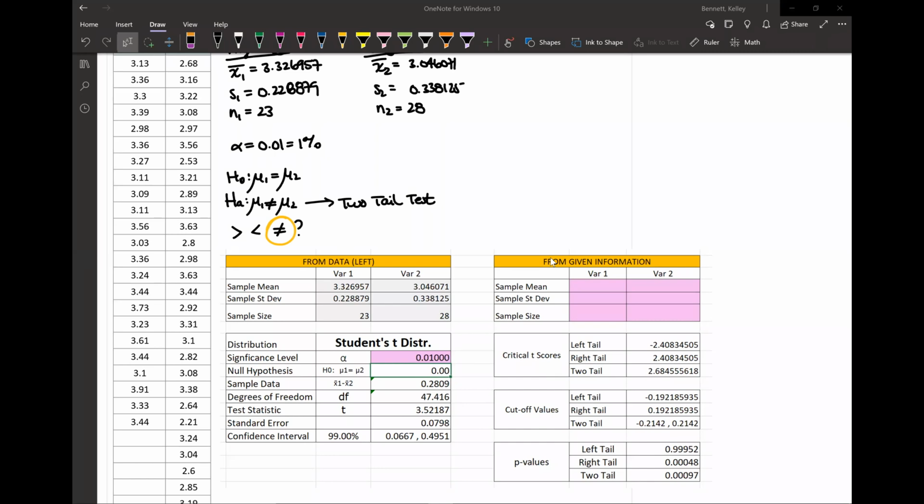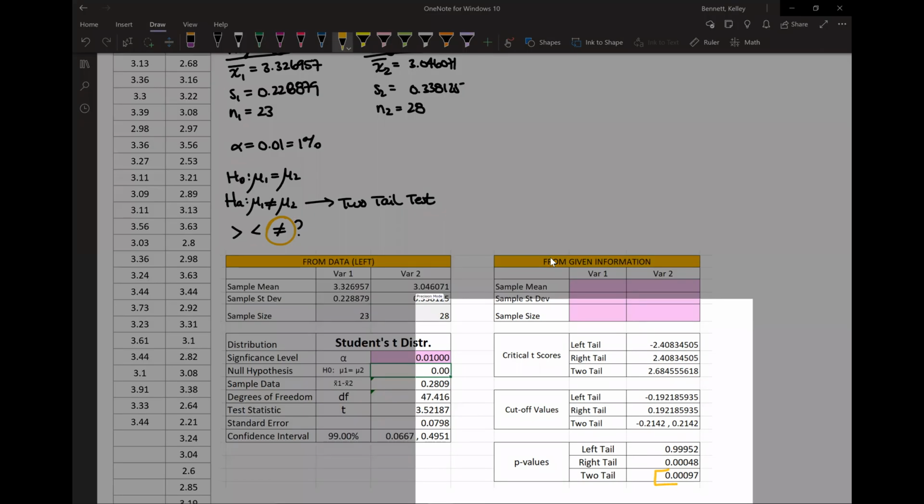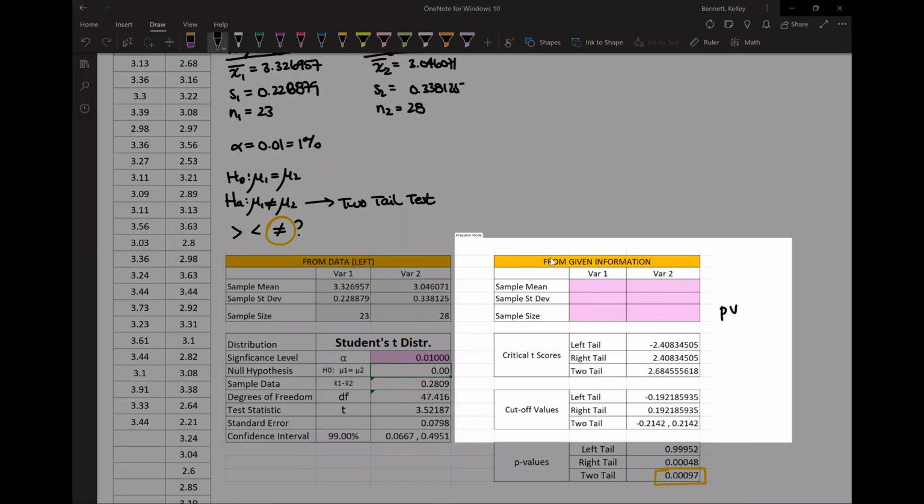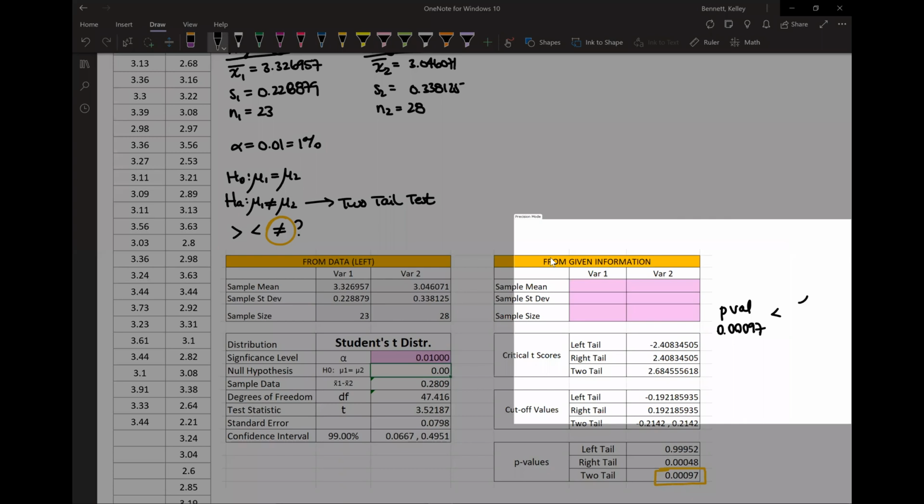So now we can see that if we're looking at our two-tail p-value, we're going to get a 0.00097, and we're comparing that to 0.01. So you have your p-value 0.00097, and that's certainly less than alpha, which is 0.01. So you're going to reject the null hypothesis.